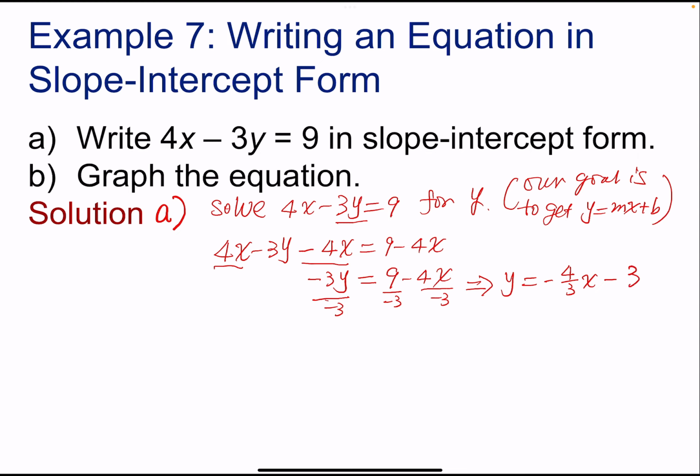Remember, this matches mx plus b. So this means that m equals negative 4 thirds, and the y-intercept b equals negative 3. Negative 4 over 3, you can always interpret that as rise over run, and that will help you to find the other point. That's plotting.